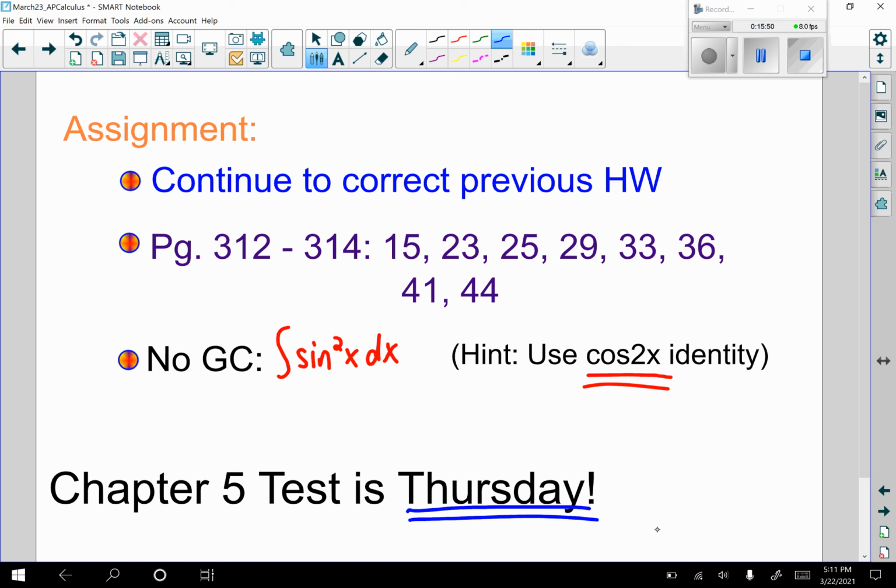All right, so continue. If you need to go back and correct yesterday's homework assignment, please do. Here are some more problems from section 6.1. And then again, without a calculator, evaluate the integral of sine squared x dx. And a hint here is to go back and look at 3 different versions of the cosine 2x identity.